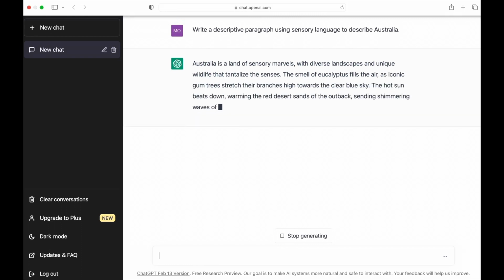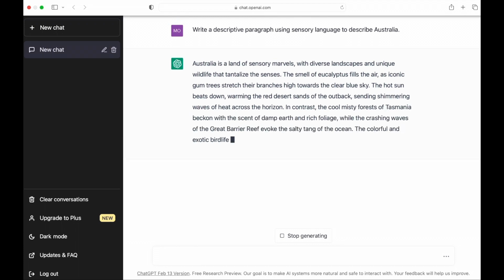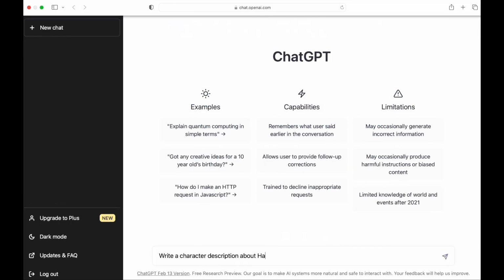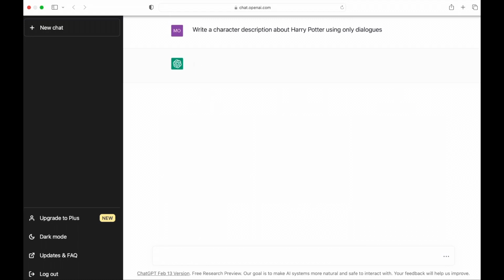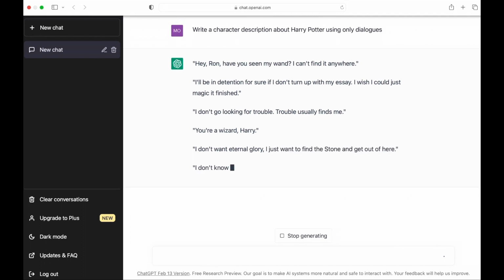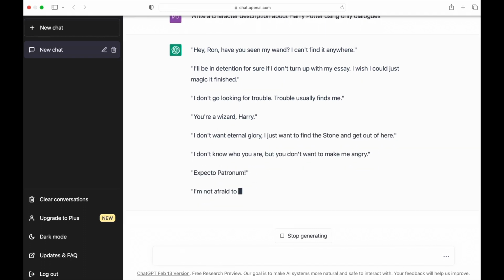As you can see, this is a pretty effective mechanism for some of the writers to use references provided by ChatGPT, where the author wants to engage the readers in imagining the scene, character, or the situation. This is very helpful for creative writing. It's a treat for movie directors or for people who are into short films, as they can take advantage by prompting ChatGPT by writing something like this. Write a character description about Harry Potter using only dialogues. See the magic unfolds right in front of you as ChatGPT starts generating the text effortlessly.